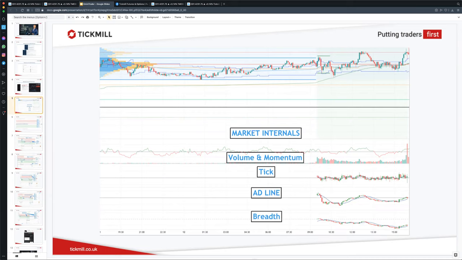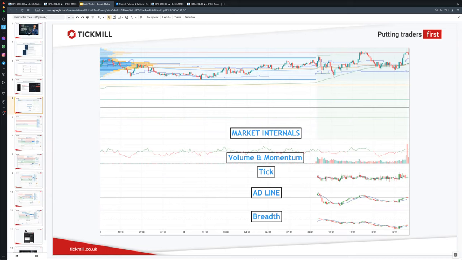So let's take a look a bit more closely at what market internals are and how we can incorporate them into a consistent trading strategy. First, volume. It's a unique feature of trading the exchange traded derivative as opposed to a CFD or Forex.